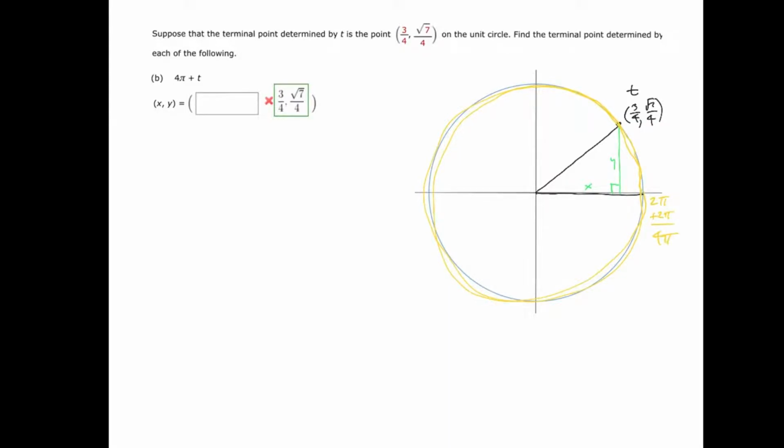We are to find the terminal point determined by 4π plus t. So going around twice, we've turned an angle of 4π. Now add t, which puts us back at the point (3/4, √7/4).